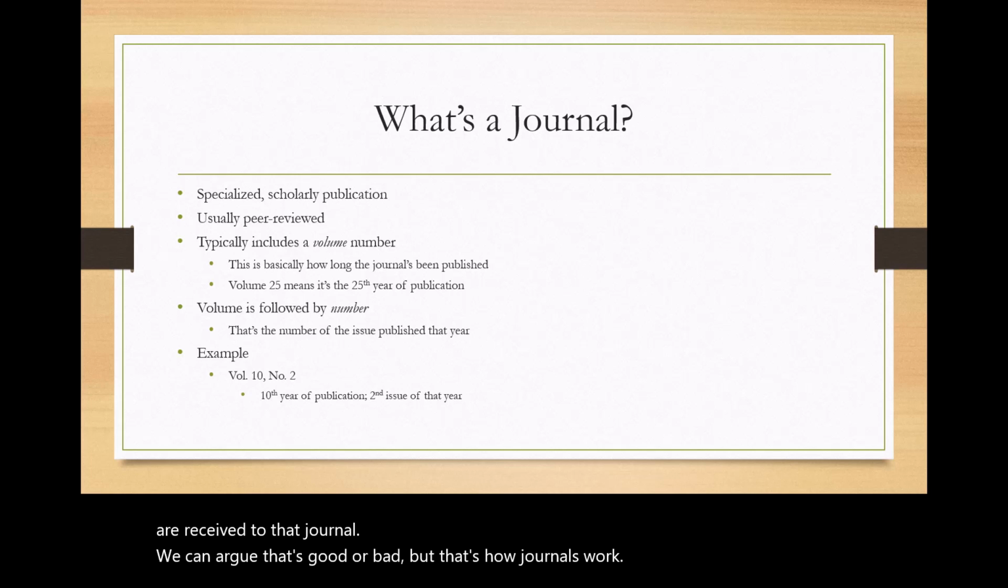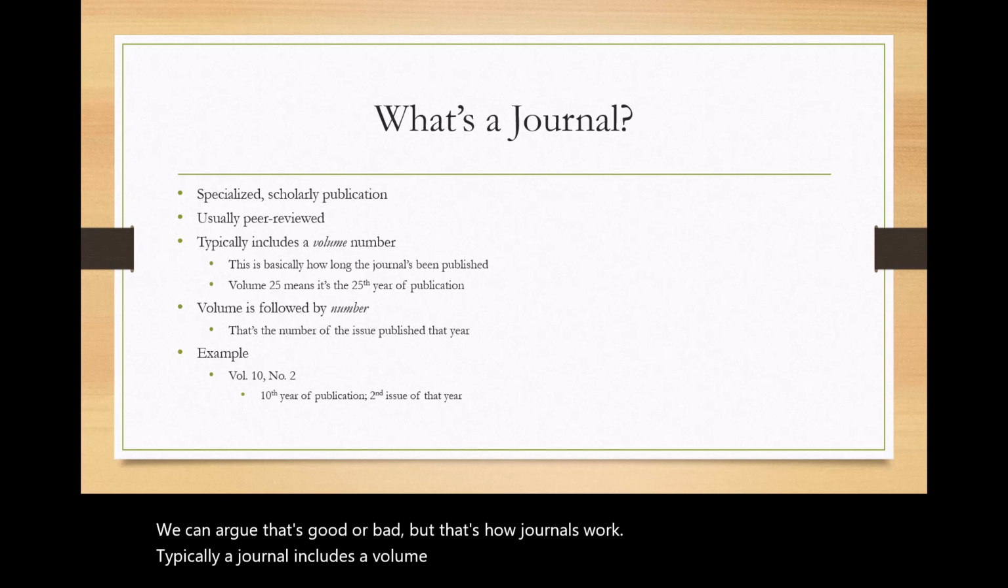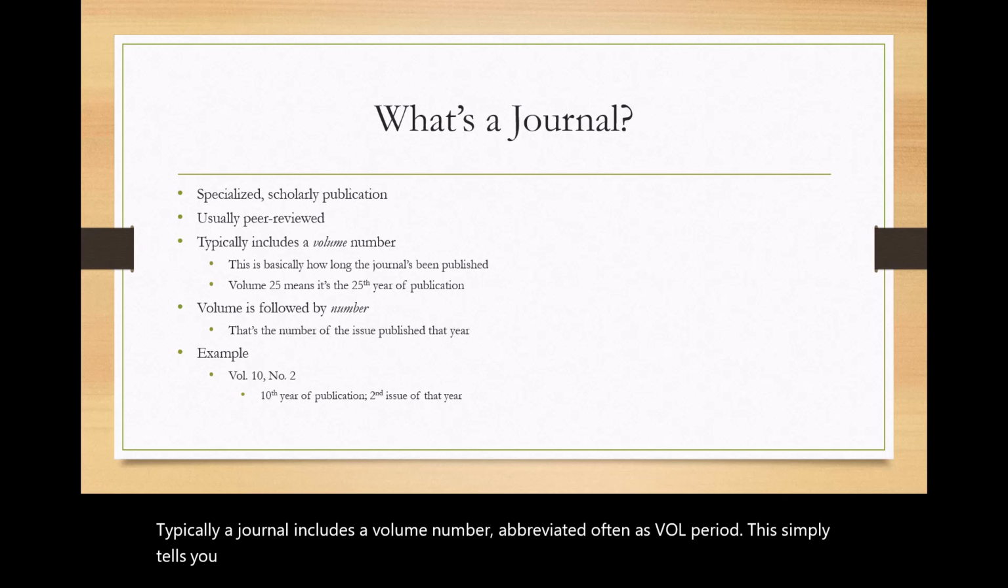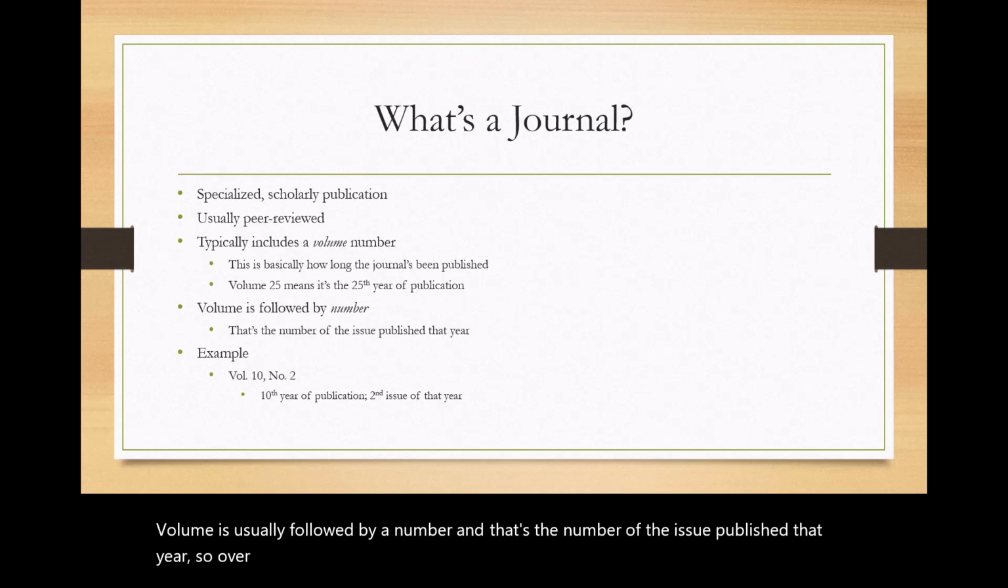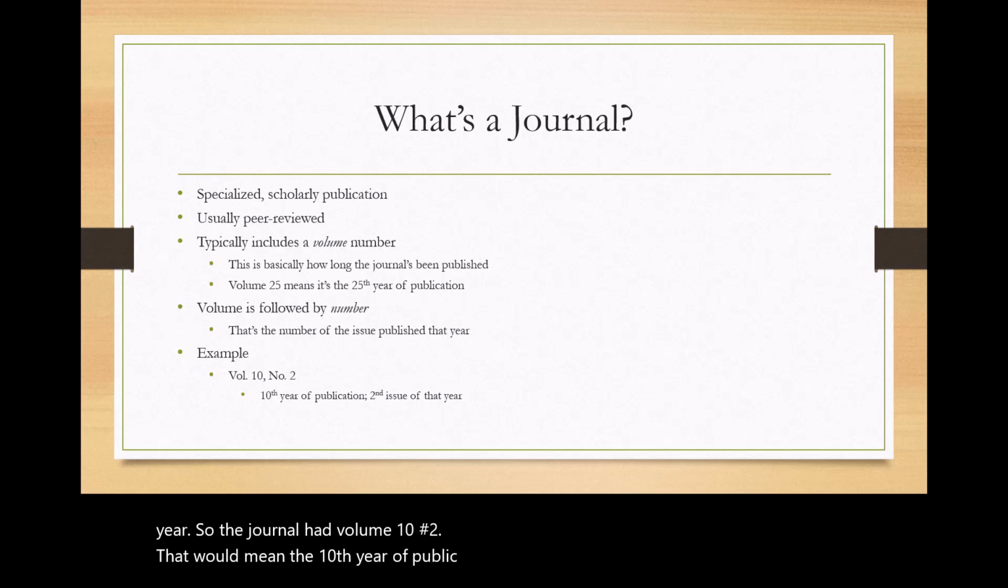Typically, a journal includes a volume number, often abbreviated as VOL period. This simply tells you how long the journal's been published. So volume 25 means it is the 25th year of publication. Volume is usually followed by number, and that's the number of the issue published that year. So if a journal had volume 10, number 2, that would mean the 10th year of publication, the second issue of that year.